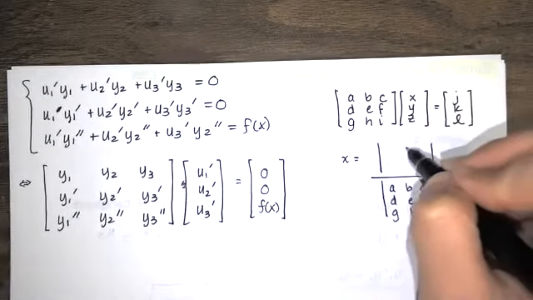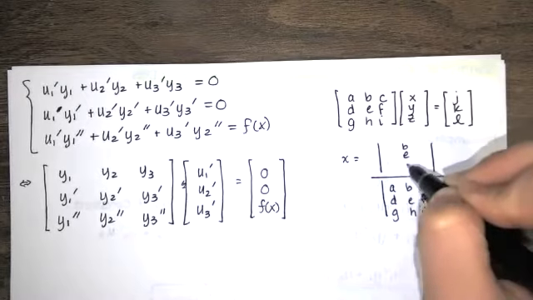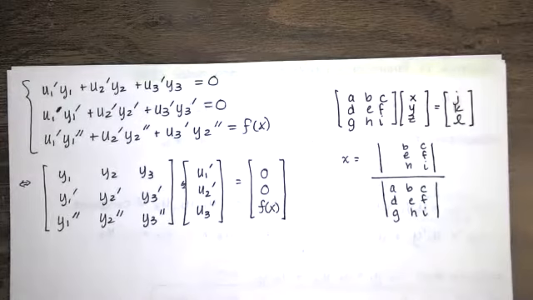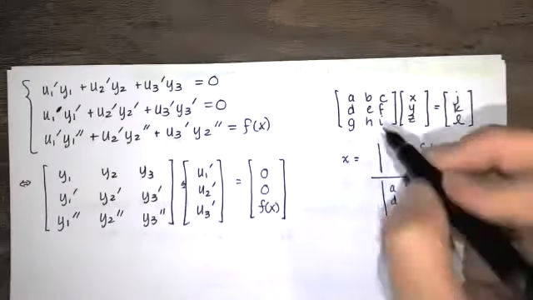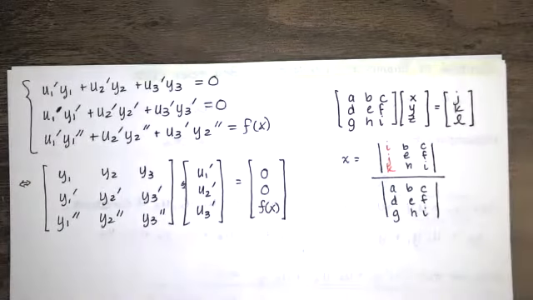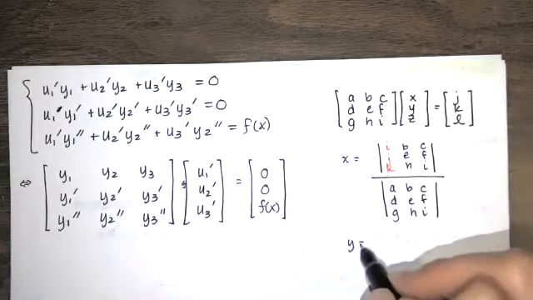And then in the numerator, you're going to take the same matrix, but you're going to replace that first column with I, J, and K. And that's going to give you the X value, that first variable.